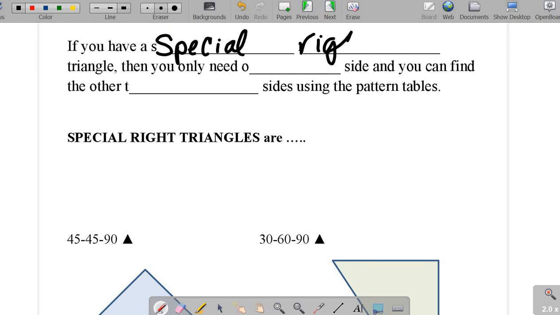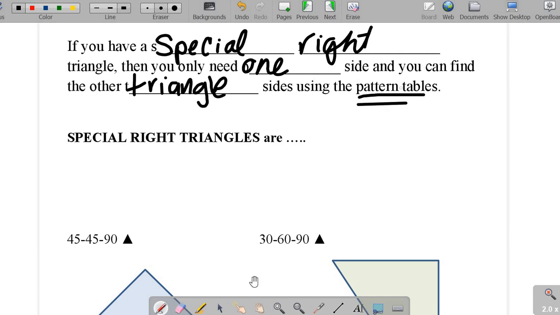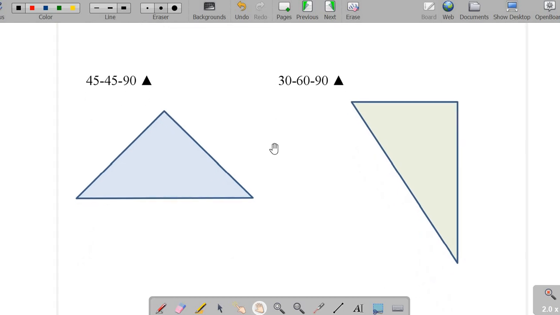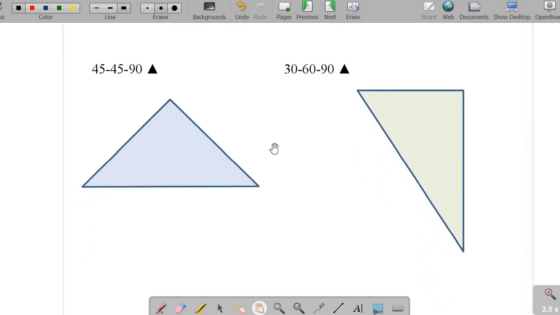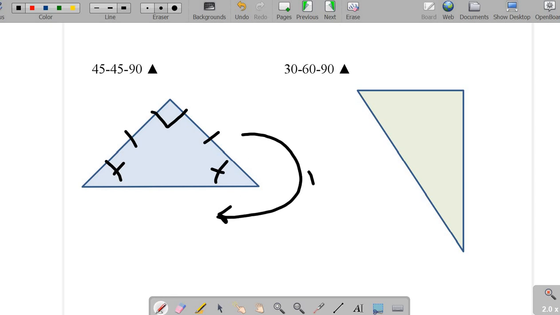So we're continuing our look at special right triangles, because if you have special right triangles, you only need one side, and you can find the other triangle sides using these pattern tables. Our special right triangles are 45, 45, 90 and 30, 60, 90. For the 45, 45, 90, it goes like this: 45, 45, 90, leg, leg, leg root 2.